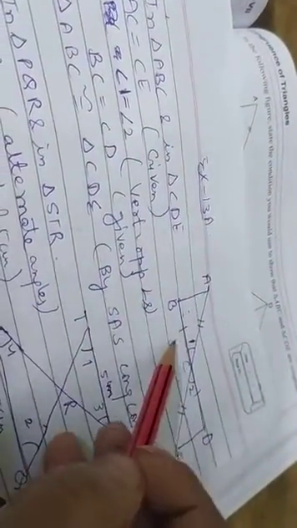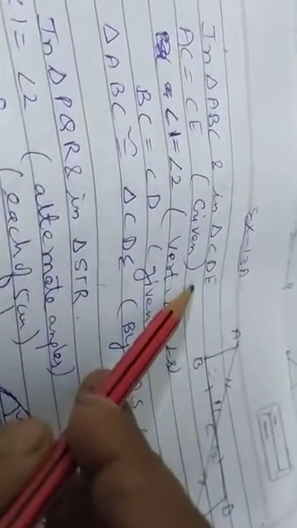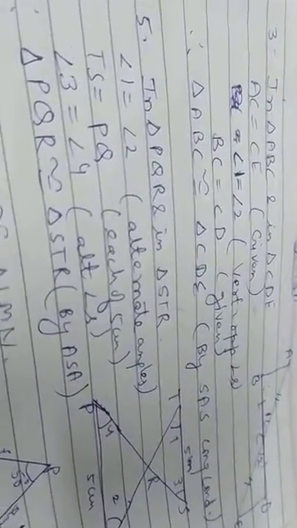Students, whenever you have to show that triangles are congruent, you have to write in this way. In triangle ABC and in triangle CDE, AC is equal to CE, this is given. You have to write the reason in the bracket also. Angle 1 is equal to angle 2, vertically opposite angles. And BC is equal to CD, given. So triangle ABC is congruent to triangle CDE by side, angle, side. By SAS congruence condition, these two triangles are congruent.